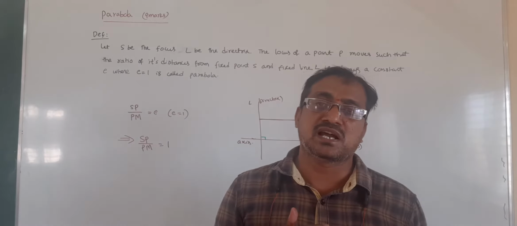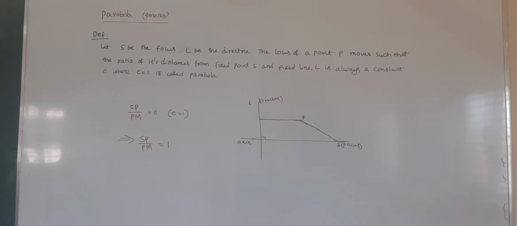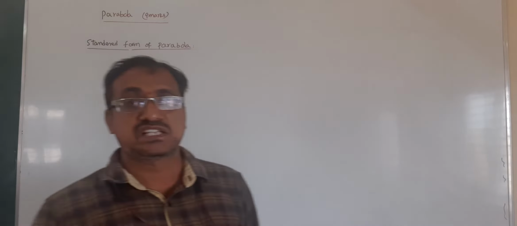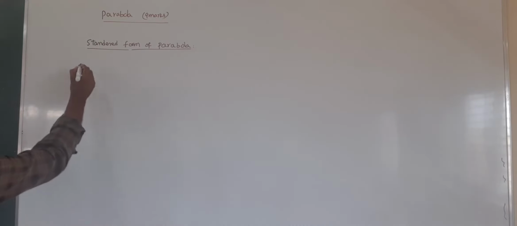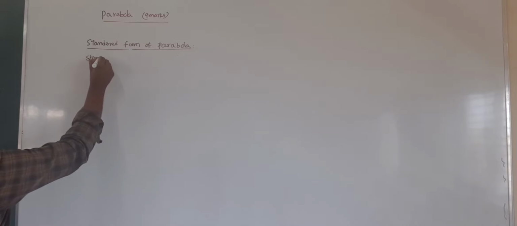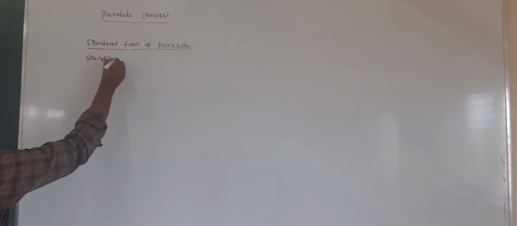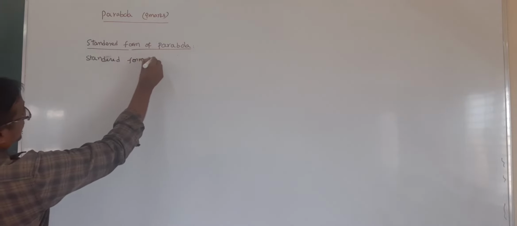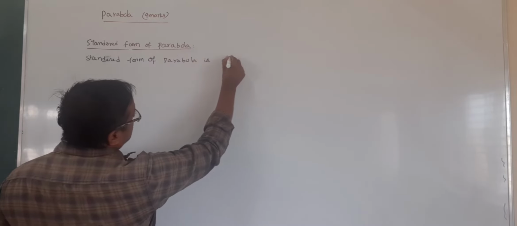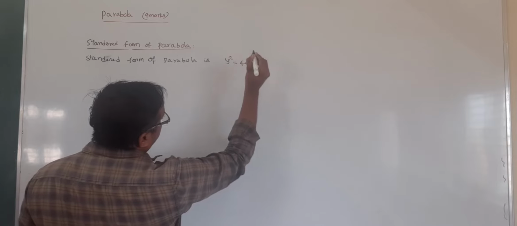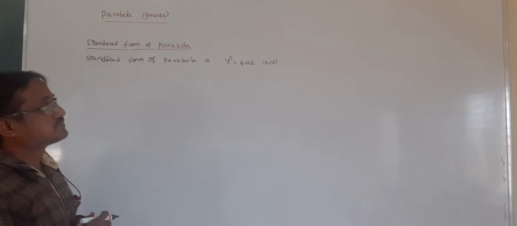Let us see the standard form of the parabola. The standard form of parabola is y square is equal to 4ax. This is called the standard form of parabola.